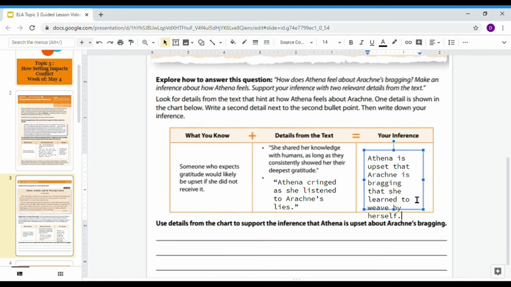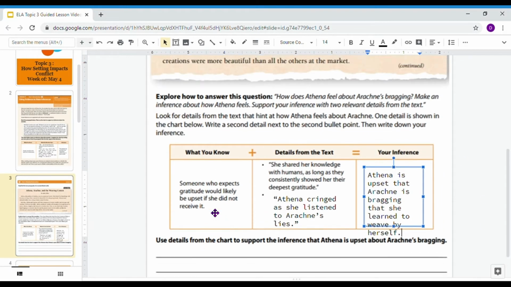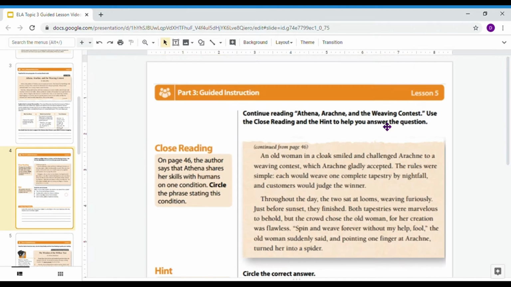So never in this text did it tell me that Athena was upset. But I know that most people get upset when they're expecting to be thanked, and then not only did she not get thanked, but the person that she helped just turned around and took all the credit. So I can use my details from the text and what I already know to come up with that inference that Athena's pretty mad at Arachne. And then down here, using details from the chart to support the inference, we don't really have to do that because we already wrote down the details from the text. So let's continue reading.